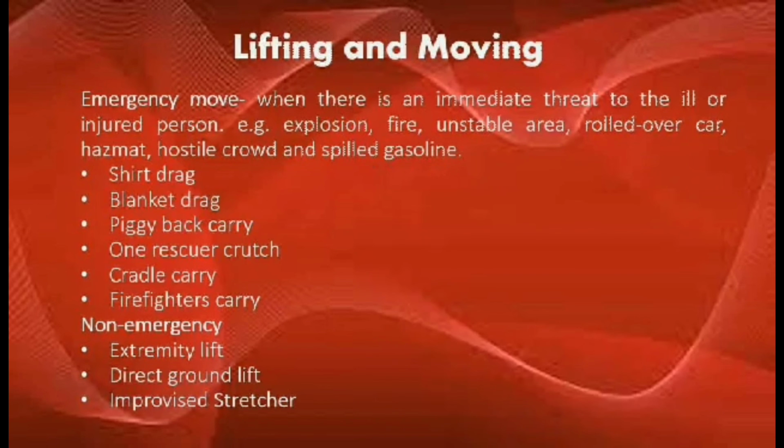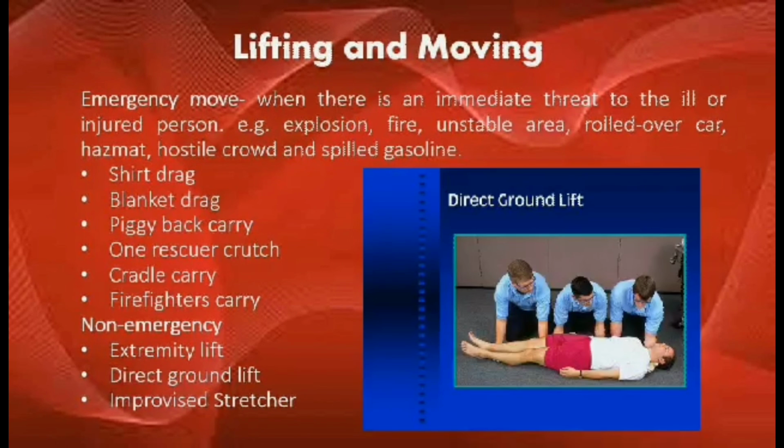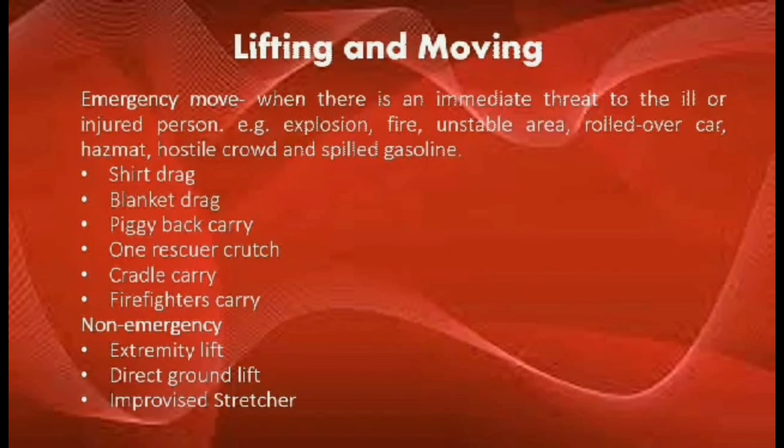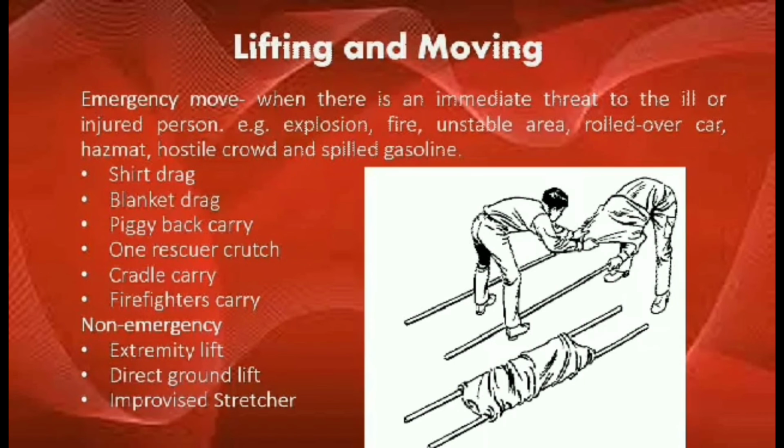Next is direct ground lift. Two or more rescuers lift a patient from the side. Last is improvised stretcher. Stretchers may be improvised by using two long poles, about 7 feet or 2.1 meters long, and strong cloth such as a rug, a blanket, a mattress cover, 2 or 3 gunny sacks, or 2 coats. The figure here shows an improvised stretcher made from 2 poles and a blanket.